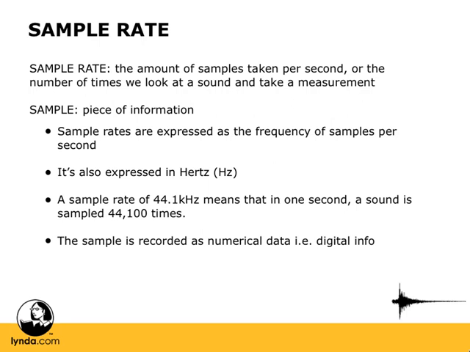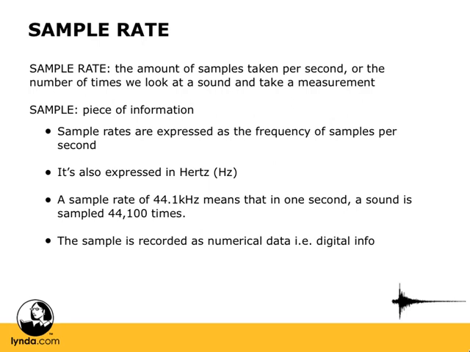Sample rates are expressed as a frequency of samples per second, so they're expressed in hertz. We take a lot of them. With a sample rate of 44.1 kilohertz, in a single second we're taking a look and sampling that sound 44,100 times. So that's a lot of looks. Every time we take a look, we record a sample, which is more or less numerical data, and that is digital information that our computers can read and understand. And the higher that sample rate is, the better the sound quality we'll have.